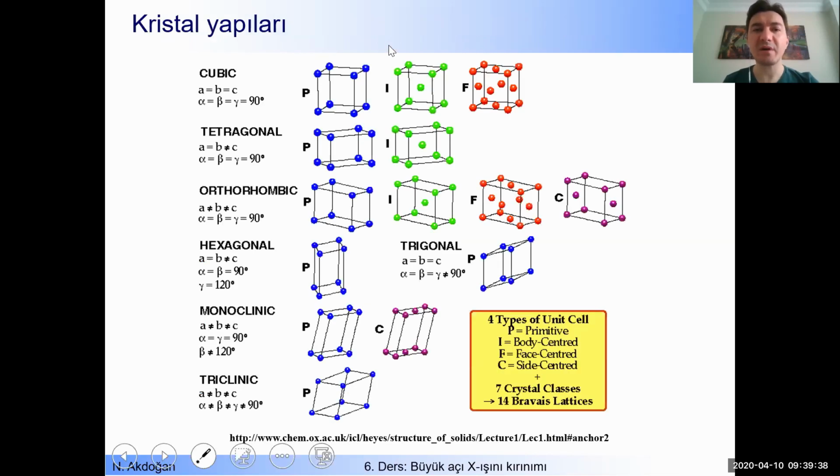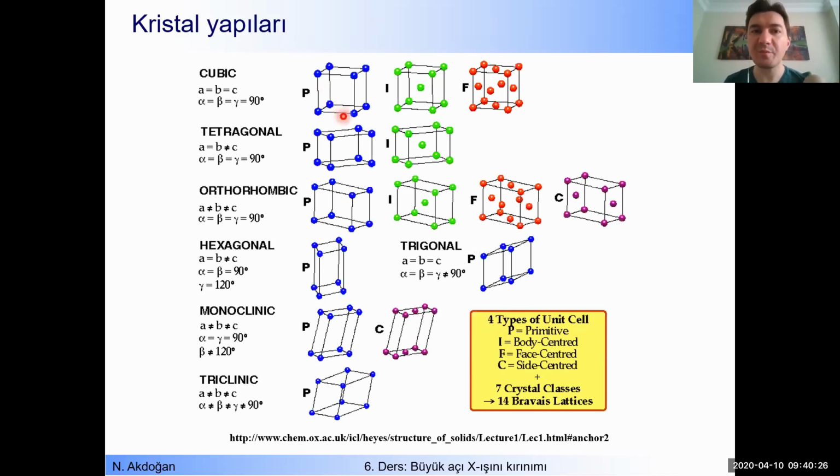So first of all, let me remind you of crystal structures. Actually, you have seen all of this information within your previous lectures, mainly in solid state physics courses or condensed matter physics courses. So here, let me summarize. There are 7 crystal classes here: cubic, tetragonal, orthorhombic, hexagonal, trigonal, monoclinic, triclinic. These are the 7 crystal classes. 1, 2, 3, 4, 5, 6, 7. And here within these crystal classes, we have 4 types of unit cell.